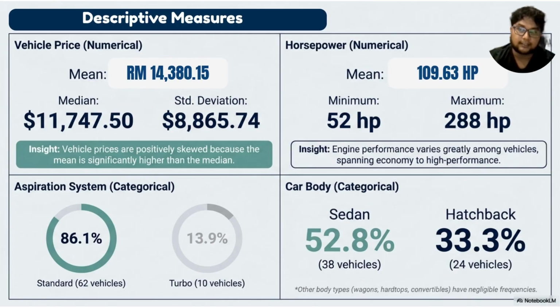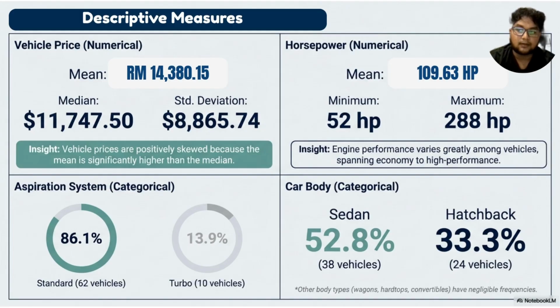Based on the analysis conducted, the average price of the vehicles in the sample is 14,380.15, while the median value is 11,747.50. The standard deviation is 8,865.74, which shows that there is a fairly large price difference between vehicles in this data. Since the mean value is higher than the median, the distribution of vehicle price is positively skewed, meaning that there are some vehicles priced much higher than the other vehicles.